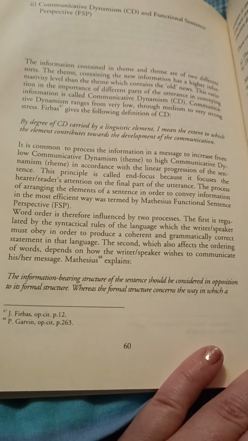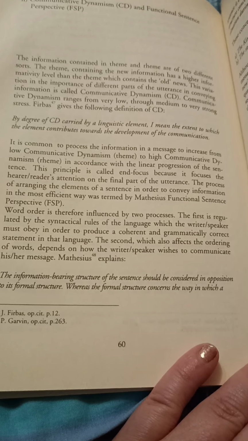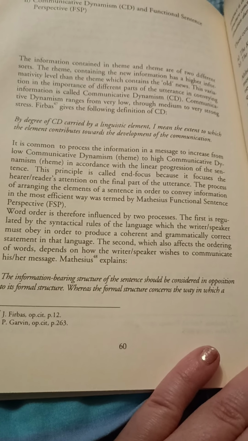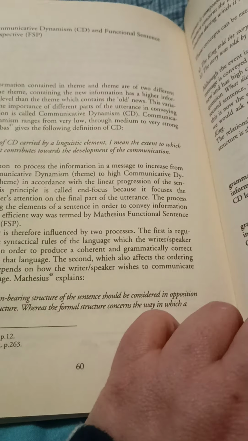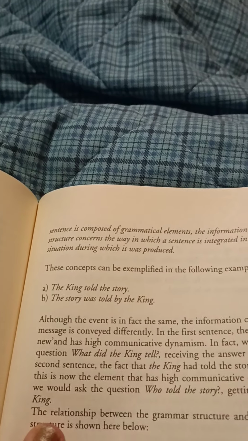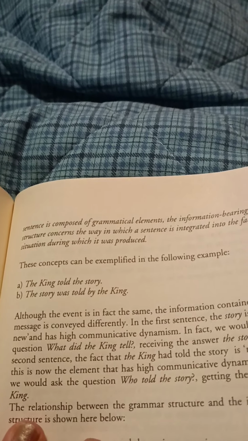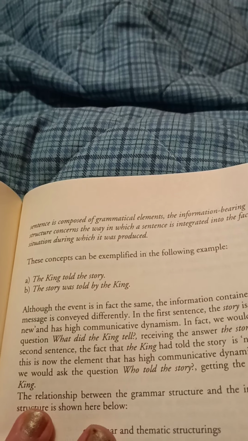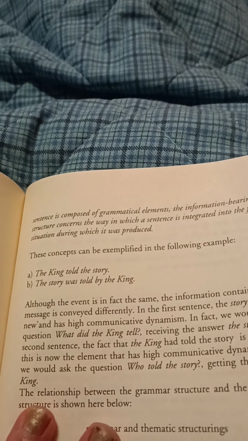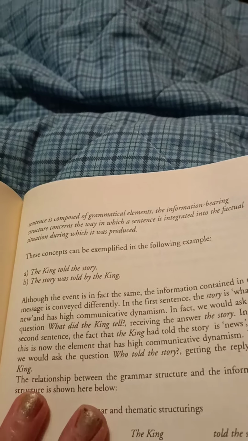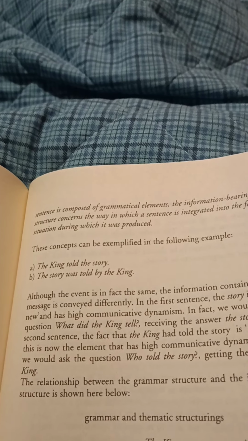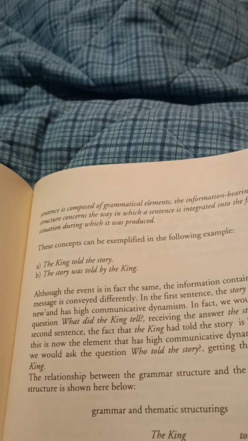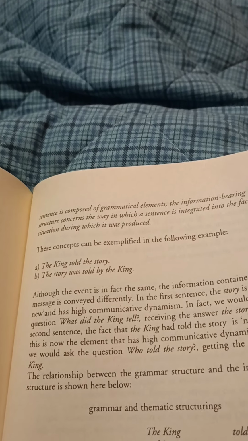Mathesius explained that the information-bearing structure of the sentence shall be considered in opposition to its formal structure, whereas the formal structure concerns the way in which a sentence is composed of grammatical elements. The information-bearing structure concerns the way in which a sentence is integrated into the factual situation during which it was produced. The concept can be exemplified in the following example.